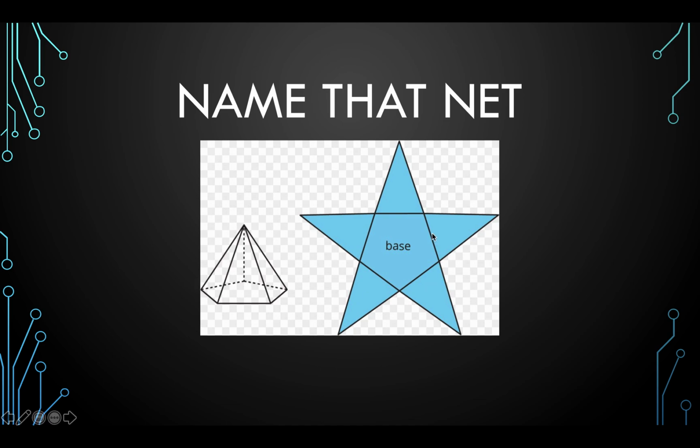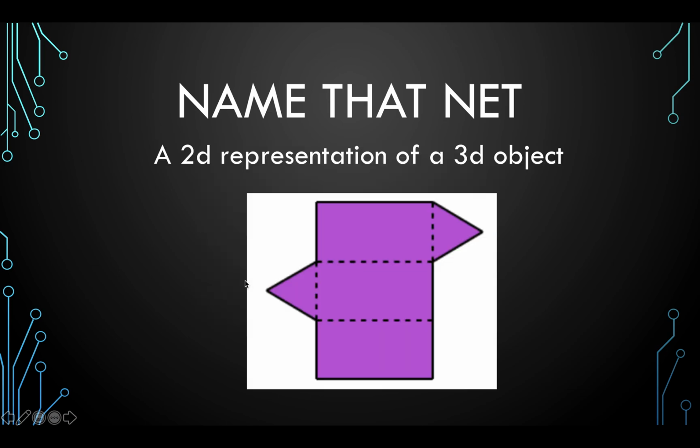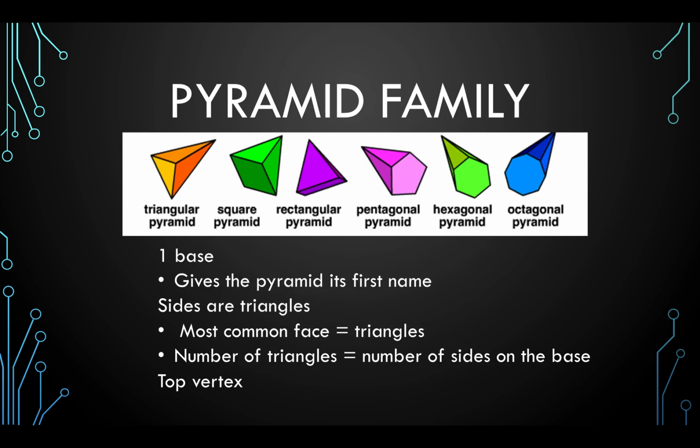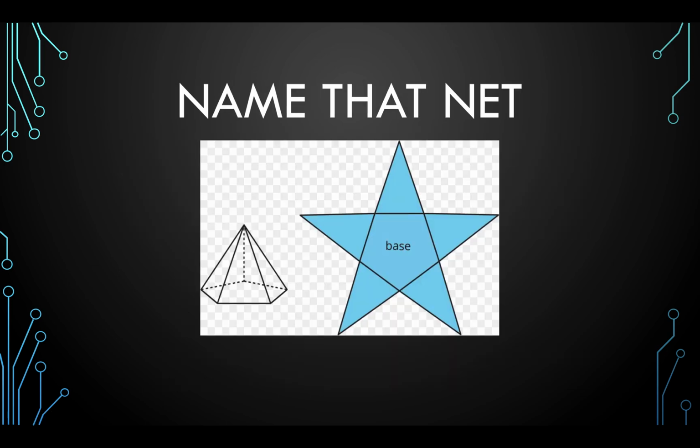Pretty awesome. Now, when I look at this, I notice that it's got a top vertex. I notice that there are triangles. That makes me think of a pyramid. Remember, triangles, pyramid. Now, since this is a pyramid, I want to look at the only other shape that is not a triangle. That shape is a pentagon. So this is a pentagonal pyramid.